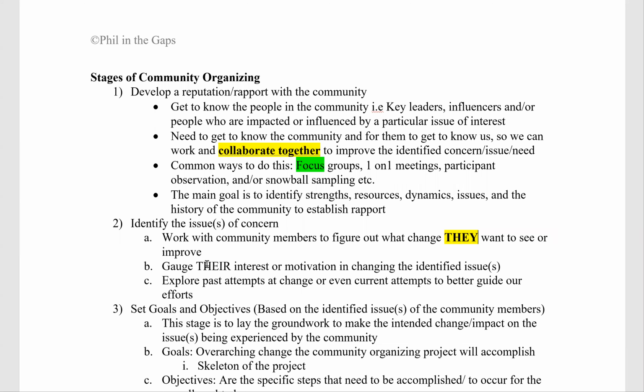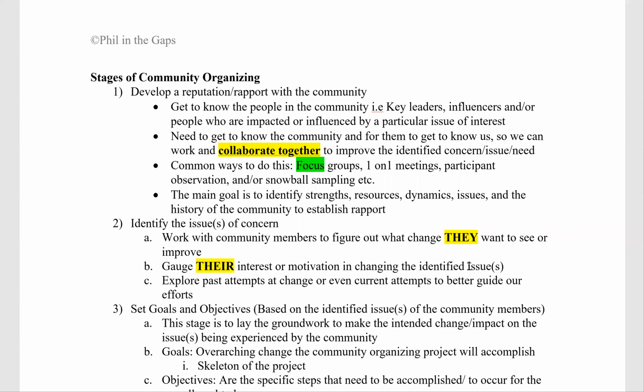So this is where we're going to gauge their interest or motivation in changing the identified issue and/or multiple issues. Again, you could have all the sweet research. You can identify the most articulate rapport and reputation and identify all of these things that they could work on. But at the end of the day, if the community is not motivated or their motivation wanes off and they don't really want to address it anymore, you have to lay it to rest, which is the most frustrating thing. You put all this effort, you put all this energy into it, but at the end of the day, it just fails to launch.